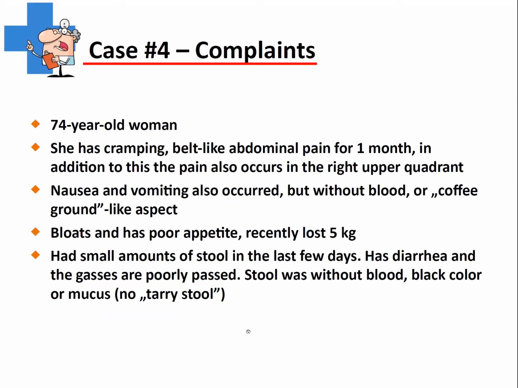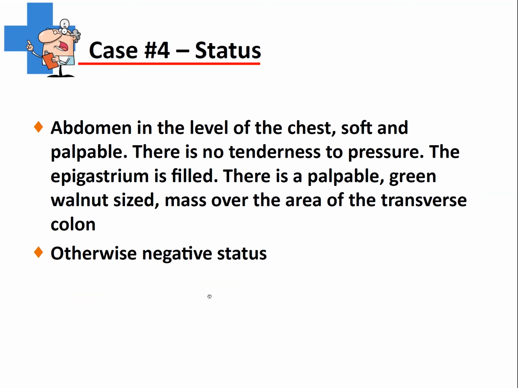Okay, let's see another case. A 74-year-old woman has had cramping, colicky abdominal pain for 1 month. In addition, the pain also occurred in the right upper quadrant. Nausea and vomiting also occurred, but without blood or coffee-ground-like appearance. She has bloating and poor appetite, and recently lost about 5 kilograms. She had small amounts of stool in the last few days, has diarrhea, and gases are poorly passed. Stool was without blood, dark color or mucus, so no tarry stool was detected.